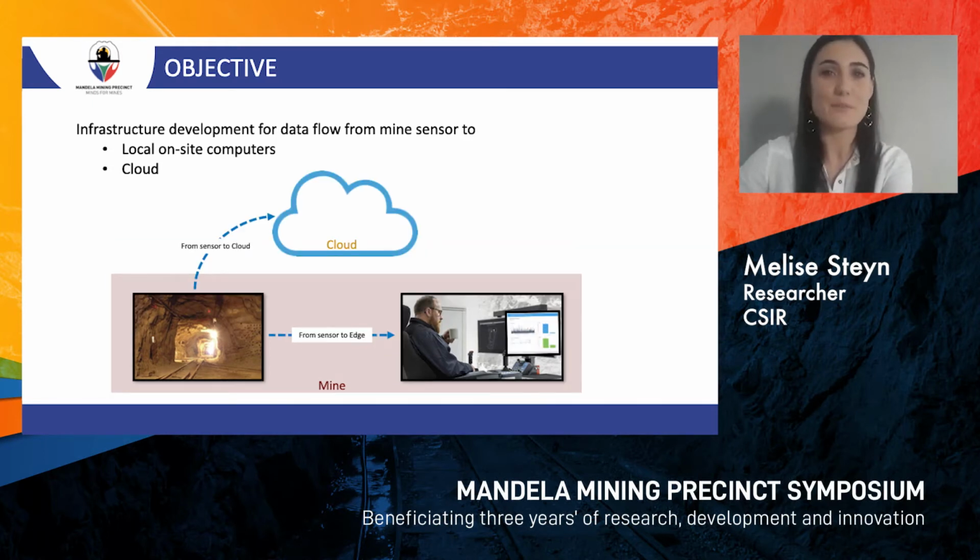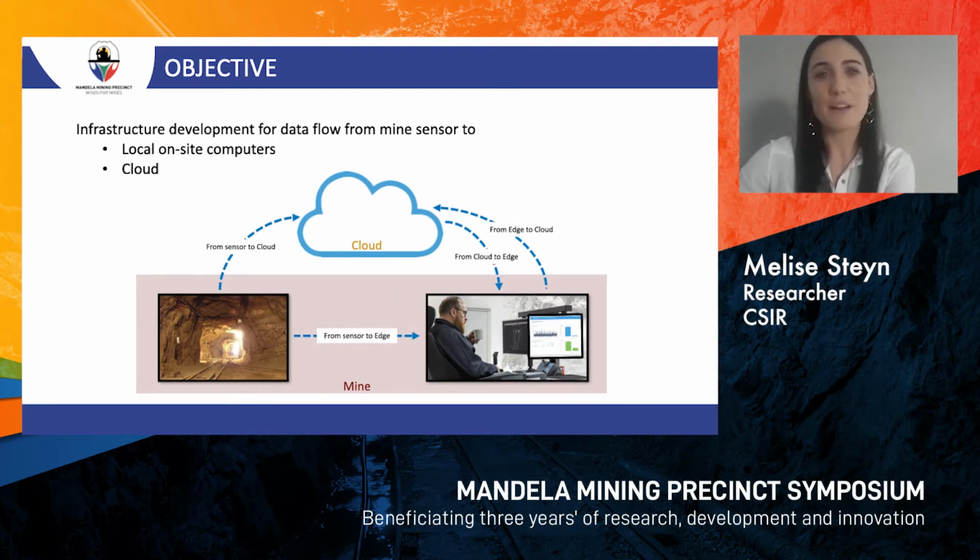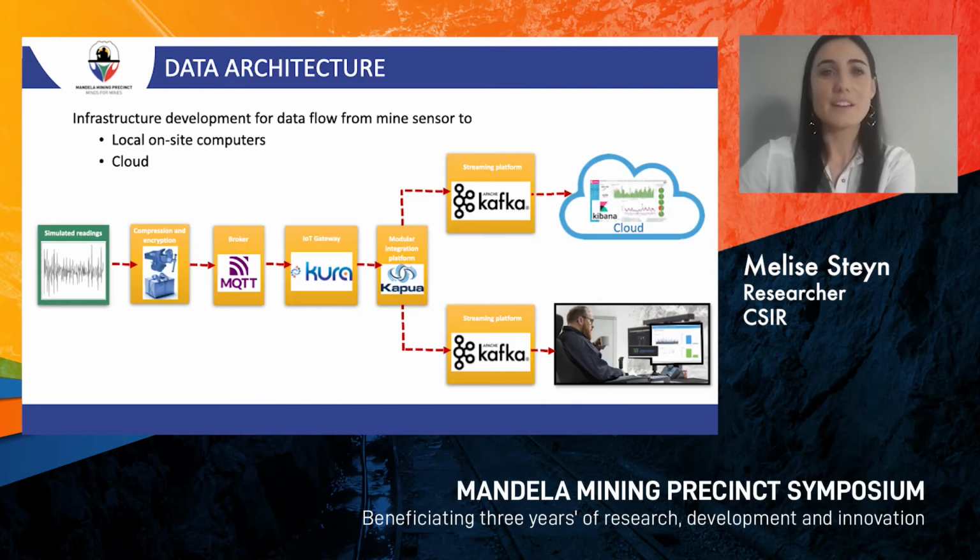Furthermore, the data from the sensors had to flow to the cloud where more computationally intensive activities can be done and where data could be stored. Finally, the pipeline had to allow the flow of data from the cloud to these local on-site computers and vice versa. Now, since we didn't have access to actual sensors in the mine when this project commenced, we simulated data to represent readings from such a sensor.